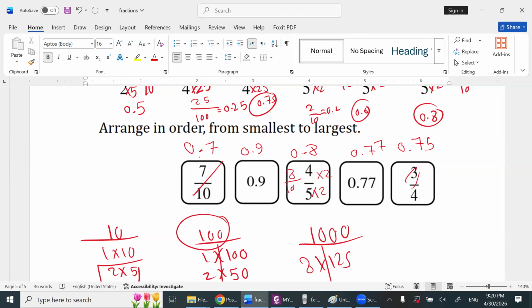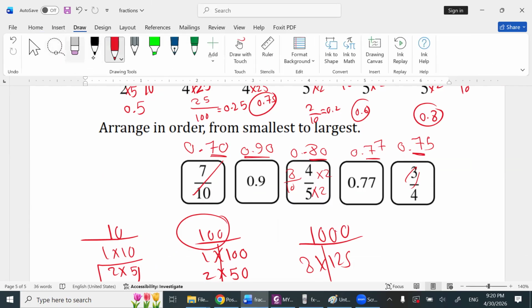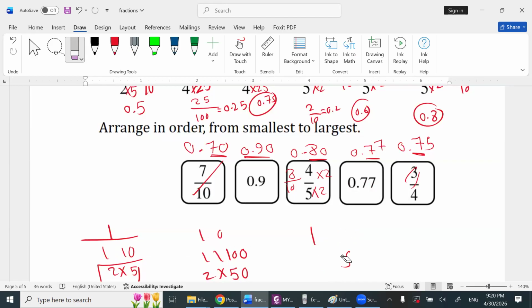Let's order them. Before ordering, you need to balance the decimal places. You can say that 0.7 is the same as 0.70, and 0.9 is the same as 0.90, and 0.8 is the same as 0.80. All of these numbers have 2 decimal places. Now, you can order these decimal numbers from smallest to greatest.